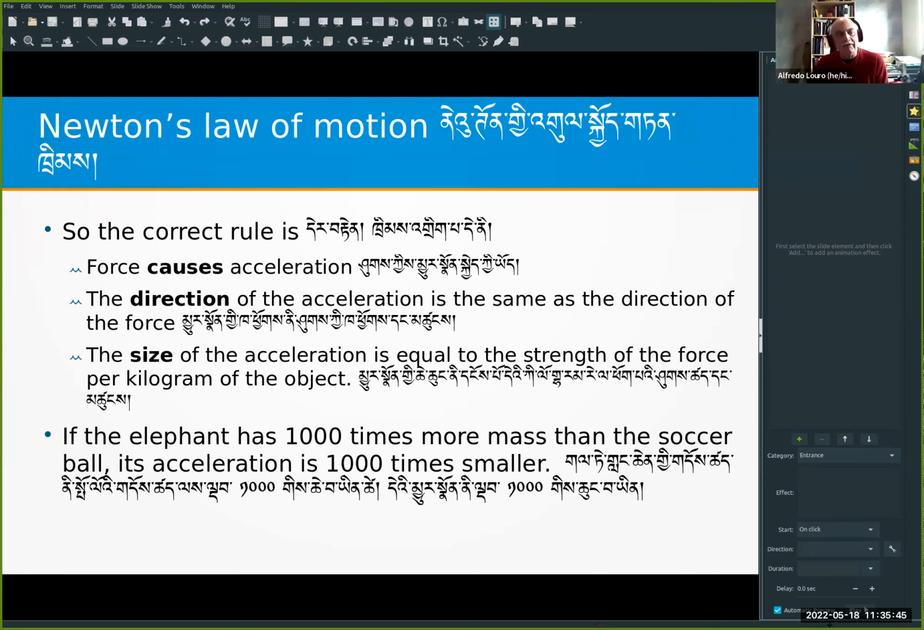So let me tell you a little bit about Newton's laws, because there's actually more than one. There's in fact three of them. This is called Newton's second law, because there is more than one law of motion by Newton.